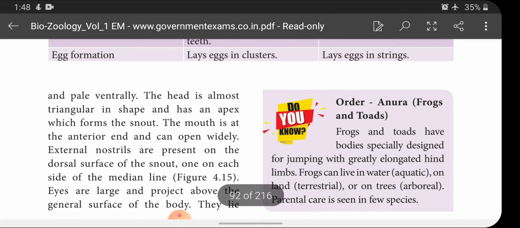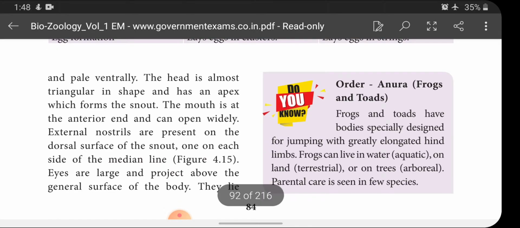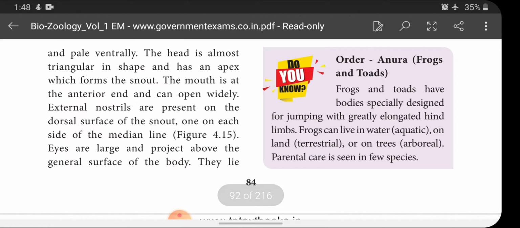The mouth is at the anterior end and can open widely. External nostrils are present on the dorsal surface of the snout, one on each side of the median line. Eyes are large and project above the general surface of the body.